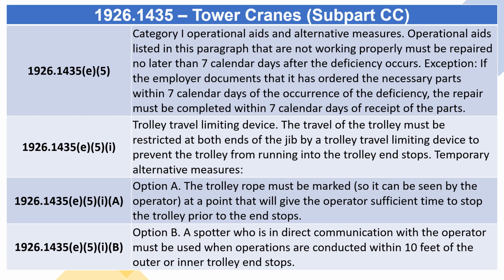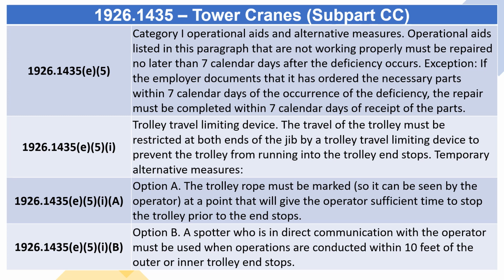1926.1435 E5. Category I. Operational aids and alternative measures. Operational aids listed in this paragraph that are not working properly must be repaired no later than 7 calendar days after the deficiency occurs. Exception: if the employer documents that it has ordered the necessary parts within 7 calendar days of the occurrence of the deficiency, the repair must be completed within 7 calendar days of receipt of the parts.